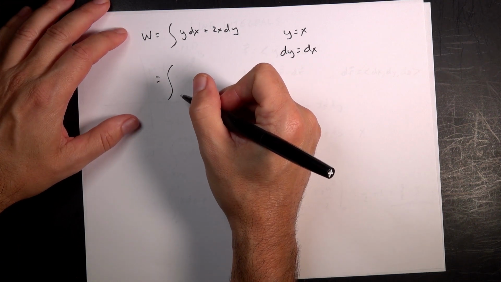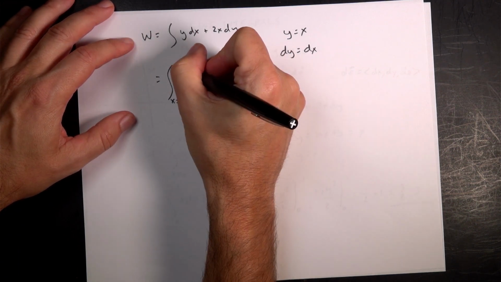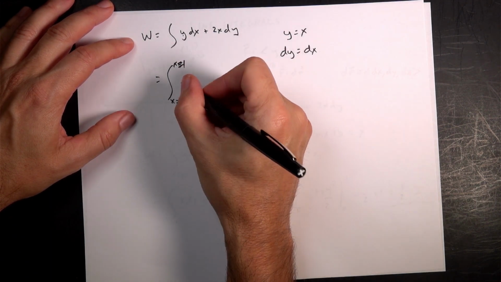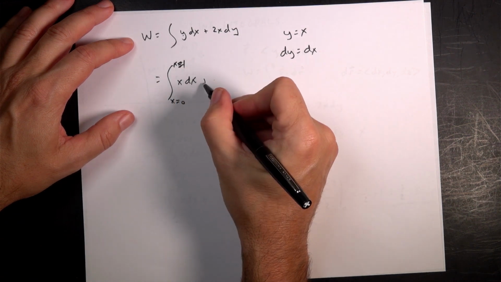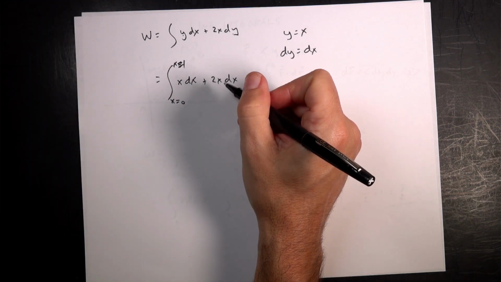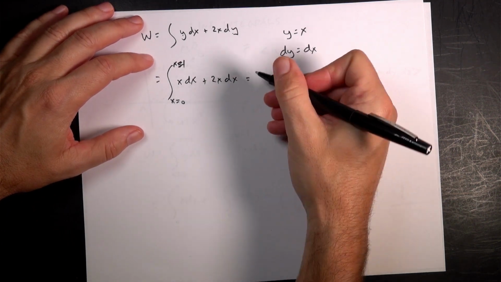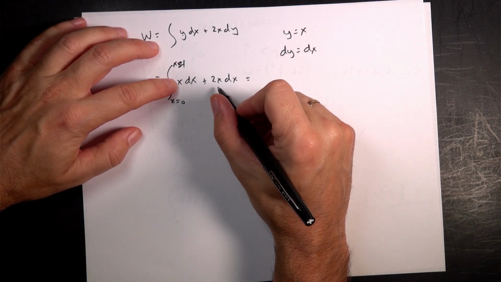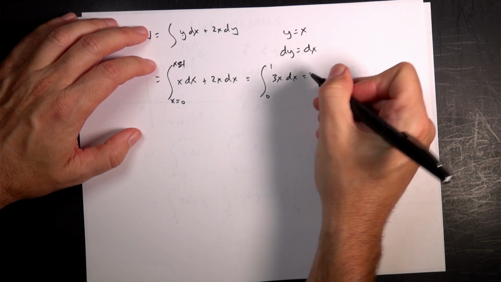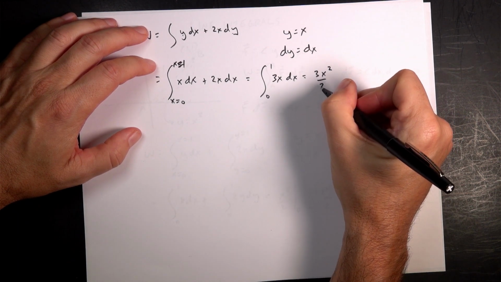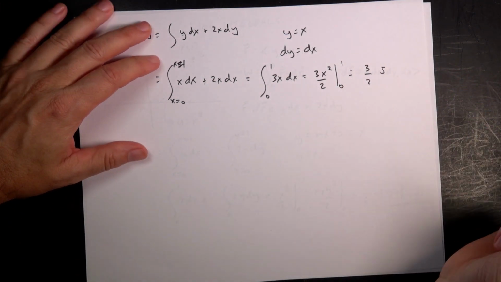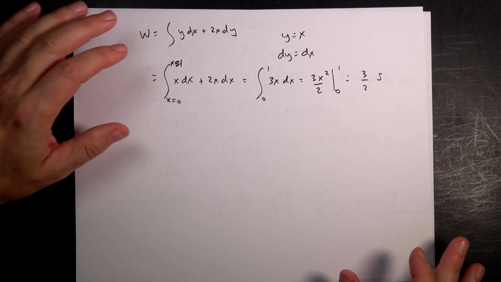I actually could do the whole thing in terms of y too. So I can say x equals 0 to x equals 1. That's y, so I'm going to put in x dx, and then plus 2x, and then instead of dy, I'm going to put dx. Now I can factor out the dx, and I get 2x plus x, so I get the integral from 0 to 1 of 3x dx, which is 3x squared over 2 from 0 to 1, 3/2 joules. Same thing.